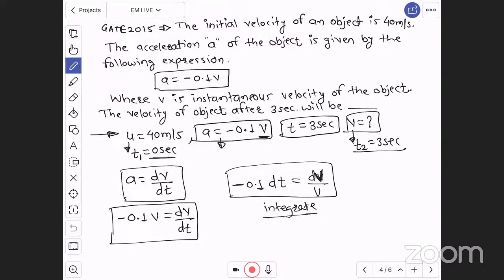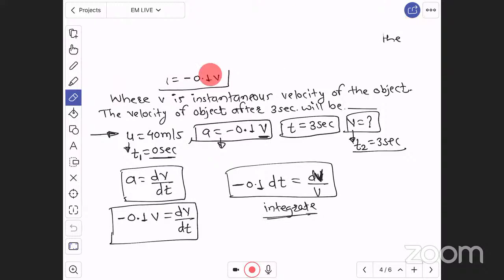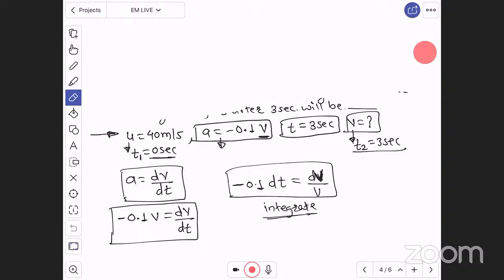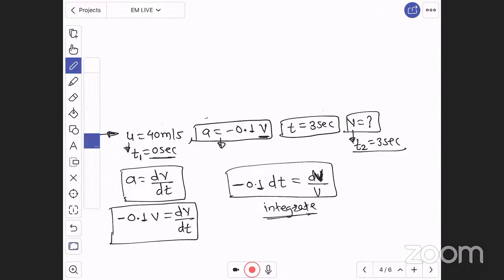Now let us do the integration, and let us go for the solution. Therefore, your differential equation is minus 0.1 dt is equal to dv by b. Now integrate both sides, putting the limits.